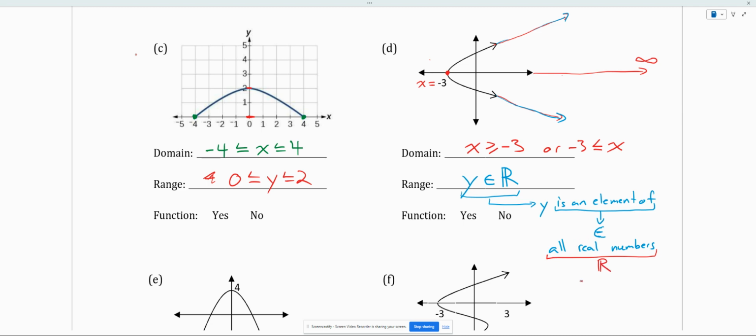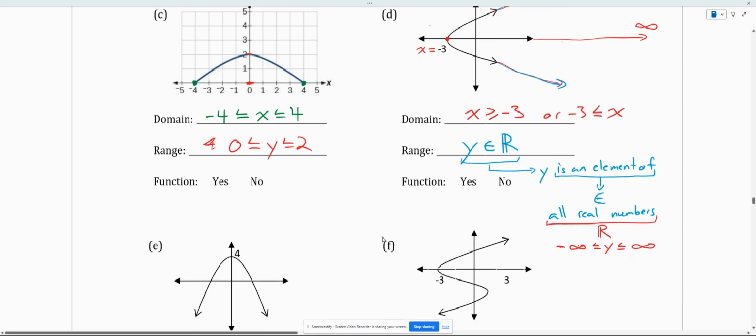All real numbers is a quick way of saying, basically, we could have written negative infinity is less than or equal to y is less than or equal to positive infinity. But most often the syntax that we use in math is just y is an element of all real numbers, meaning y has no restrictions whatsoever. It can have any output.